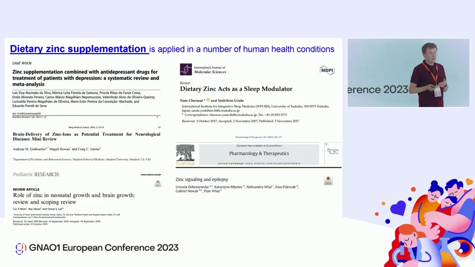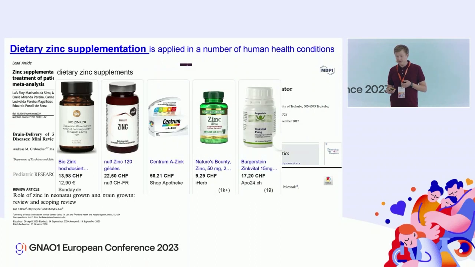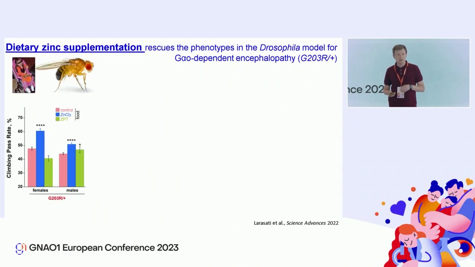So zinc salts have been approved for a multitude of disorders, neurological disorders, or for example, you may have heard of the Wilson disease, which is treated by dietary zinc supplementation. So you can buy dietary zinc in the pharmacy, of course, in reduced doses. The question is, can zinc be useful for the patients?